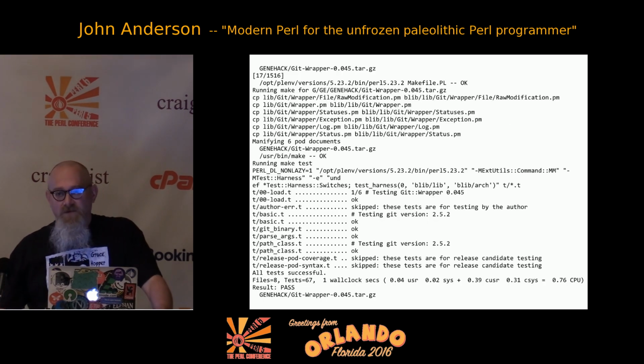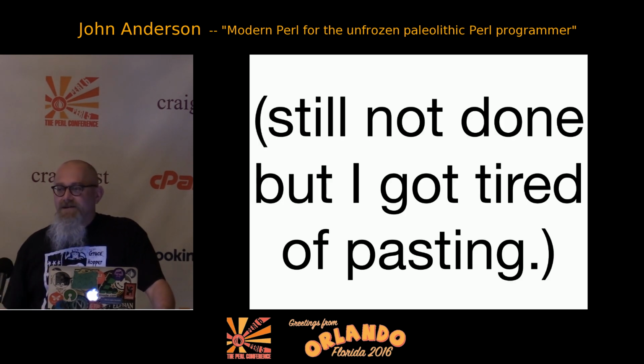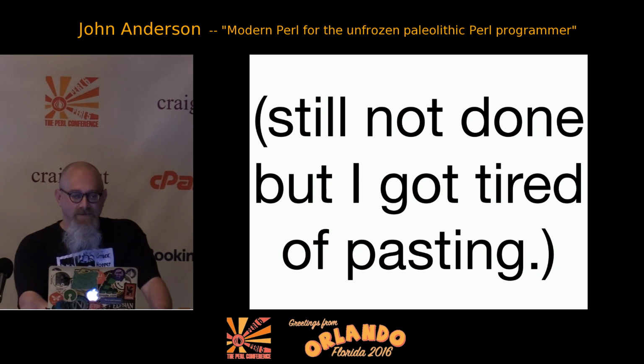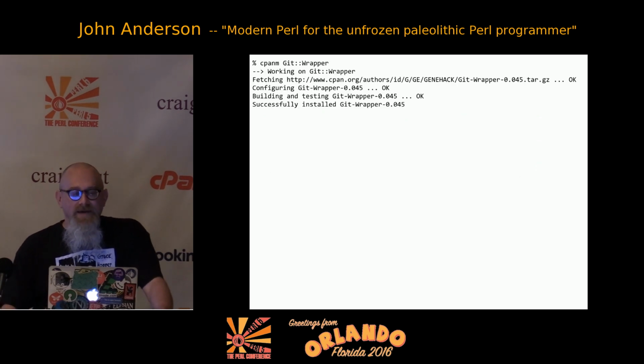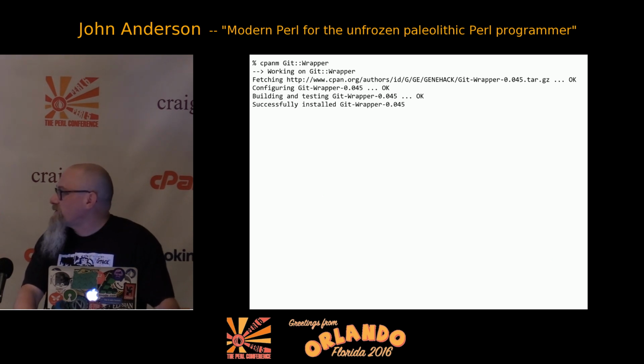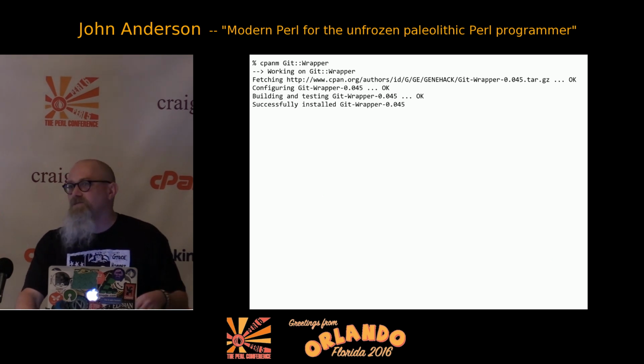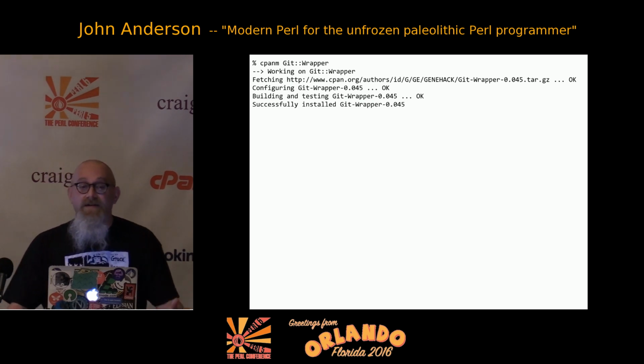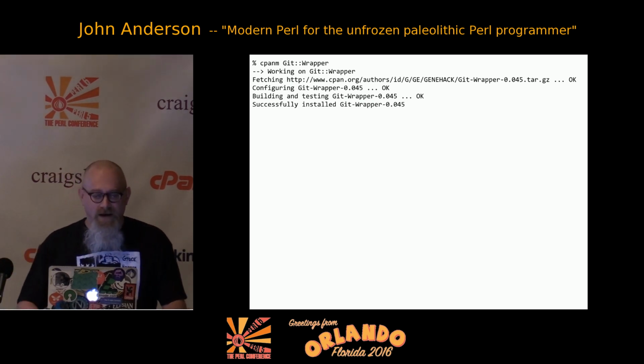And this is more of the output from CPAN, installing the CPAN module. It wasn't actually done yet, but pasting that in the slides was a pain. So this is the output from CPAN-M for installing the same module. And it's much more clear what's going on, and it's much more likely that if there's an actual error, you'll see it as opposed to just paging by it in the noise.